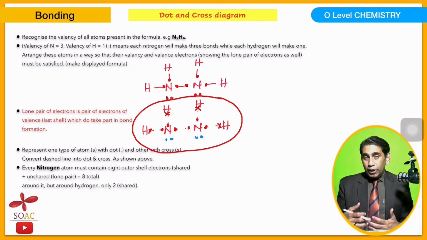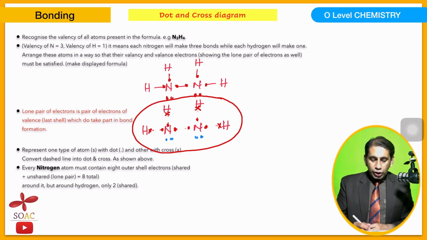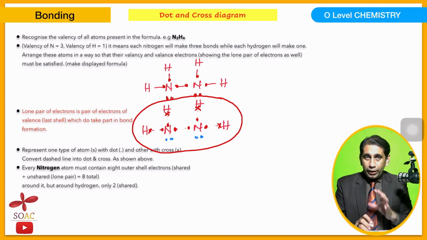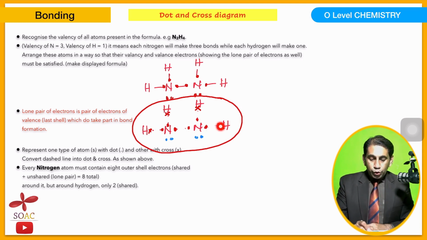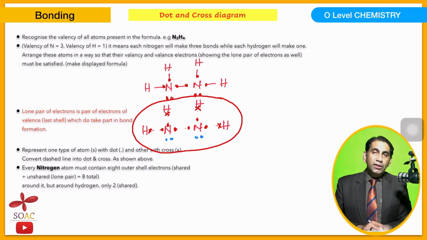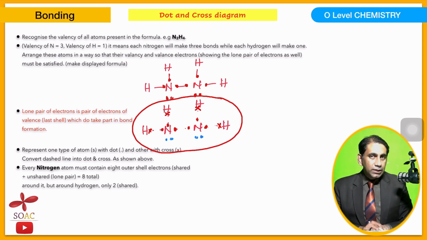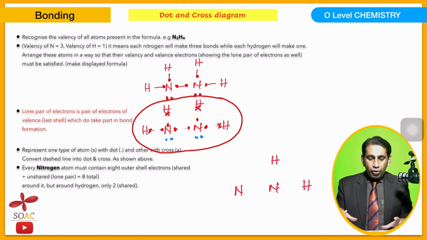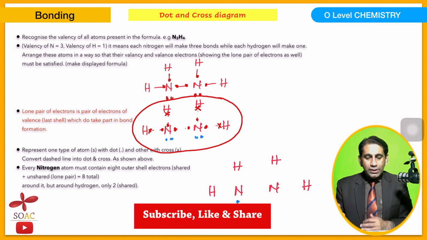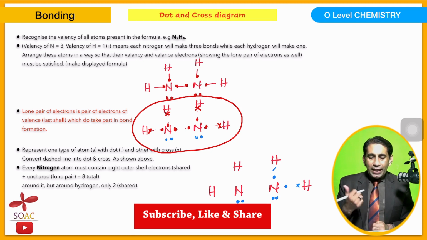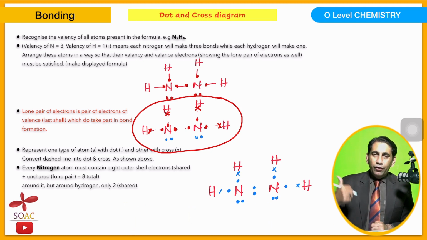One thing you have to check is that each nitrogen atom, the central atom, must have an octet around it. Two electrons, two plus two, four plus two, six plus two, eight. Each nitrogen atom has its complete octet. Once again, the overall picture can be drawn like that, without bonds, marking dots and crosses. And this is the final picture of the dot and cross diagram.